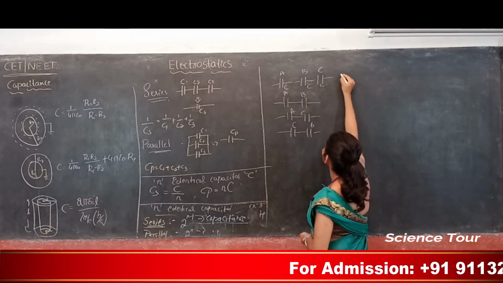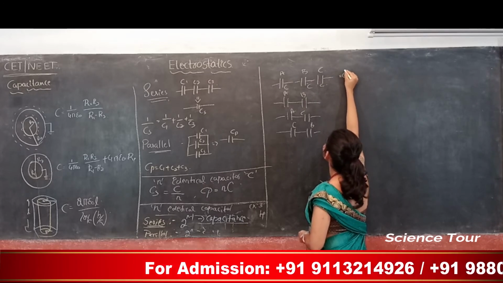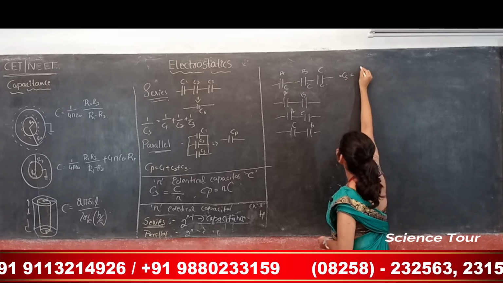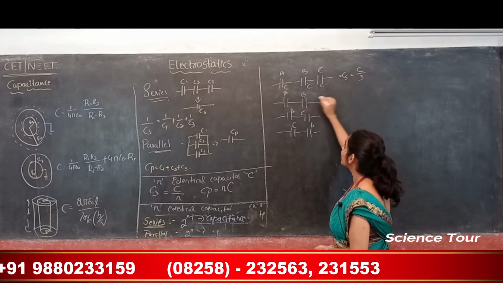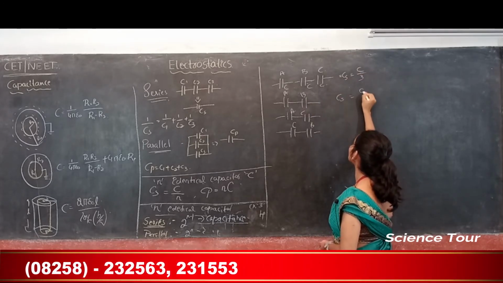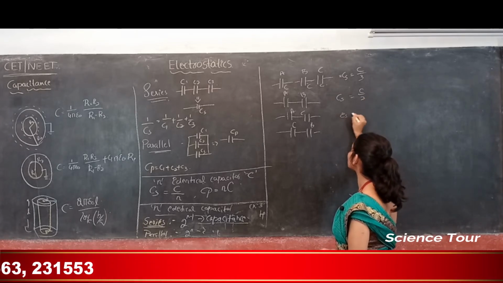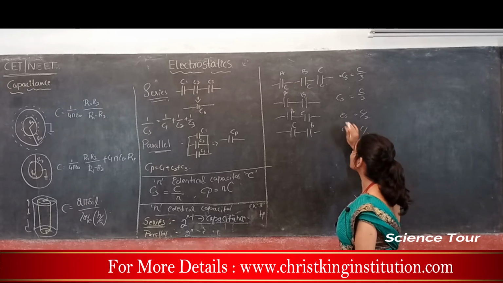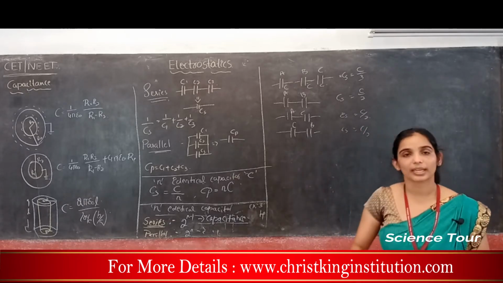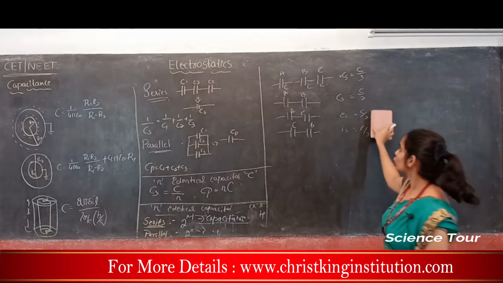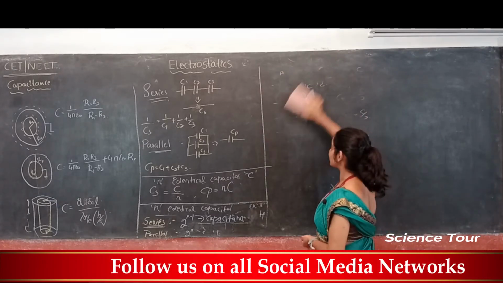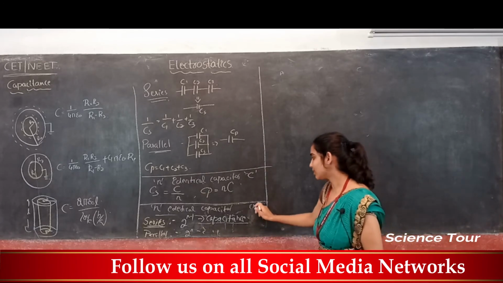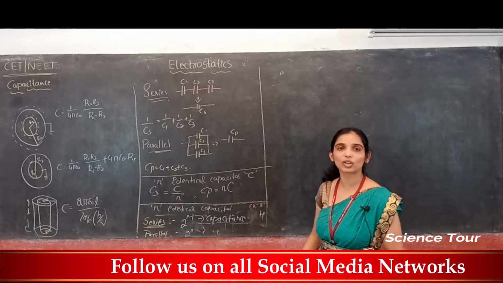From all of this, how many capacitances will you get? Here Cs will be equal to C divided by 3. Here Cs will be equal to C by 2. Here also Cs is equal to C by 2, and here Cs is equal to C by 2. So you will get 4 capacitances from the 4 combinations. You got it, right? Next, if you have 3 capacitors, how many parallel combinations can you make?